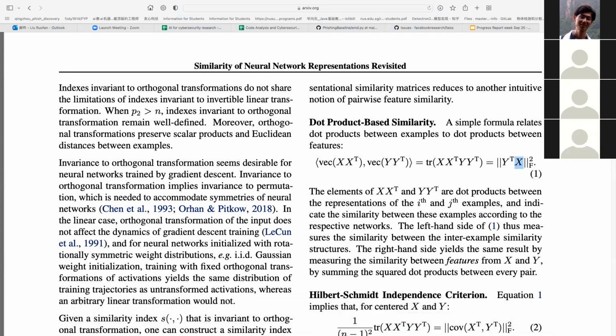Okay, so I have no question. Are there any questions here? So what does VEC mean here? VEC means flatten it as a vector. Because this is a matrix, so you just flatten it as a vector. Oh, okay, I see.